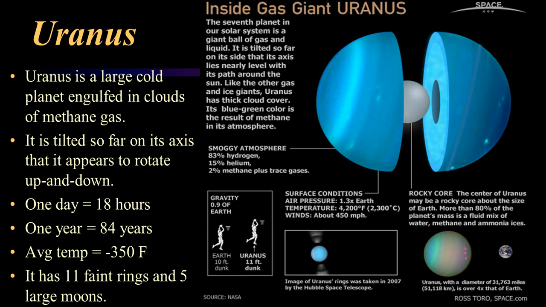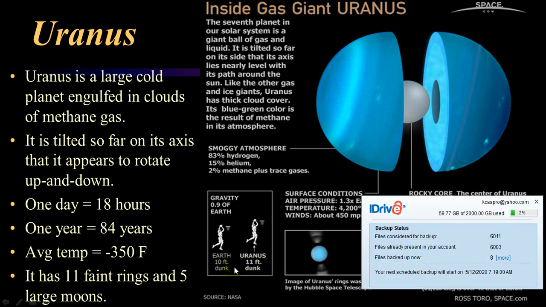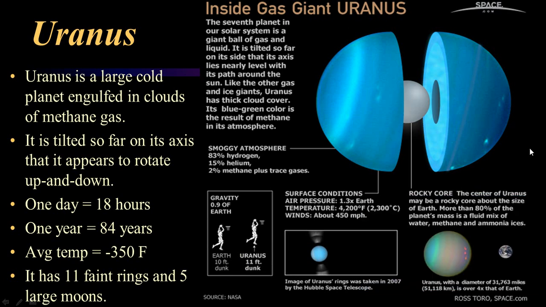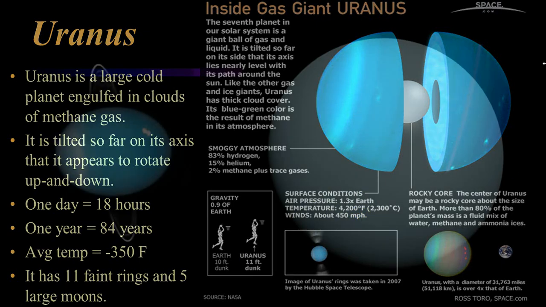Let's see. It has a thick cloud cover. We can't see into it. There's possibly, it says here, a rocky core. Not really sure. We think there's hydrogen, helium, and methane surrounding it right there. All right, interesting here. Once again, the gravity is only 0.9. Oops. Sorry about that. The winds are about 450 miles per hour. And there's our rocky core there.